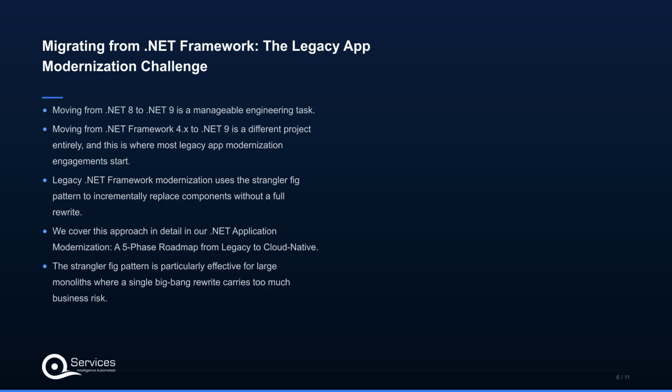The Strangler Fig pattern is particularly effective for large monoliths where a single Big Bang rewrite carries too much business risk. By routing at the API gateway or reverse proxy level, teams can migrate one bounded context at a time without a coordinated deployment across multiple teams.